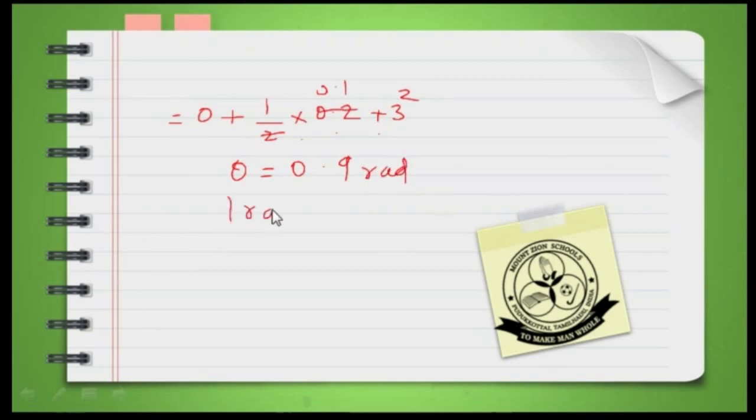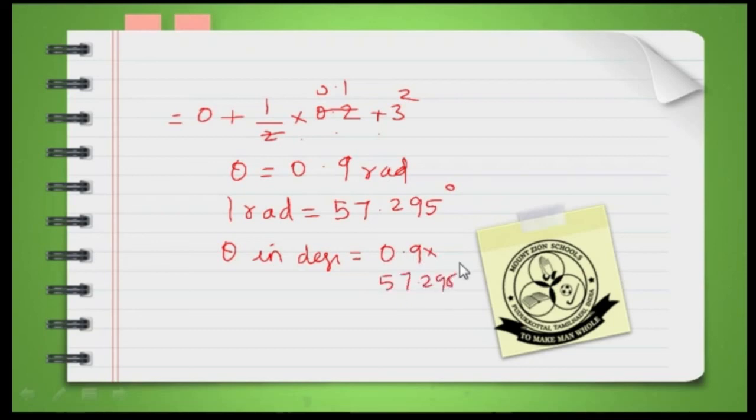You know very well what the degree value of 1 radian is. It is 57.295 degree. So to convert theta in radian to degrees, we get 0.9 into 57.295 degree. So the answer is approximately 51 degree and 5 minutes. 51 degree and 5 minutes. Again I write. Thank you.